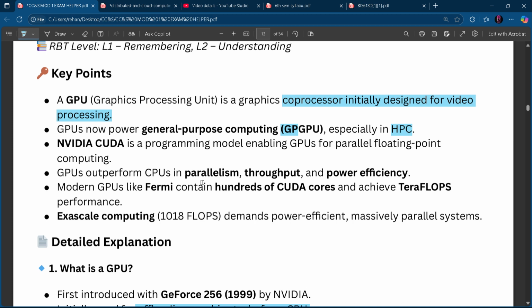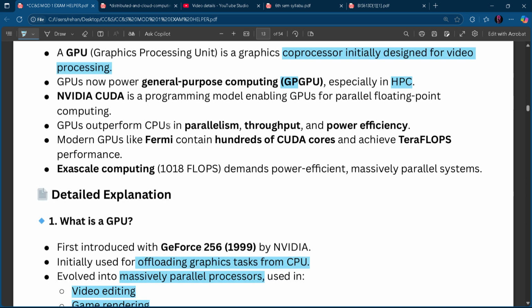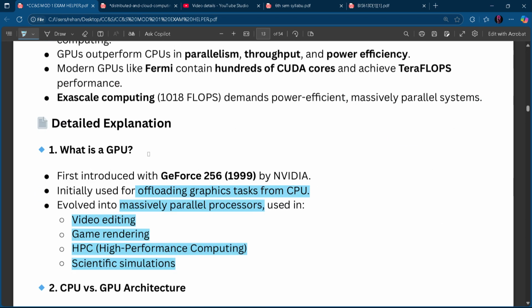What is parallelism? Running multiple tasks at the same time. Throughput is the amount of work done in a given time. Power efficiency means conserving power; if it utilizes more power, it is also performing more tasks. Modern GPUs like Fermi contain hundreds of CUDA cores and achieve teraflops performance. Exascale computing, 10^18 flops, demands power-efficient, massively parallel systems. This is a very concise explanation with just key points; we'll see the details later. What is a GPU? When first introduced, it was used for offloading graphics tasks from the CPU.